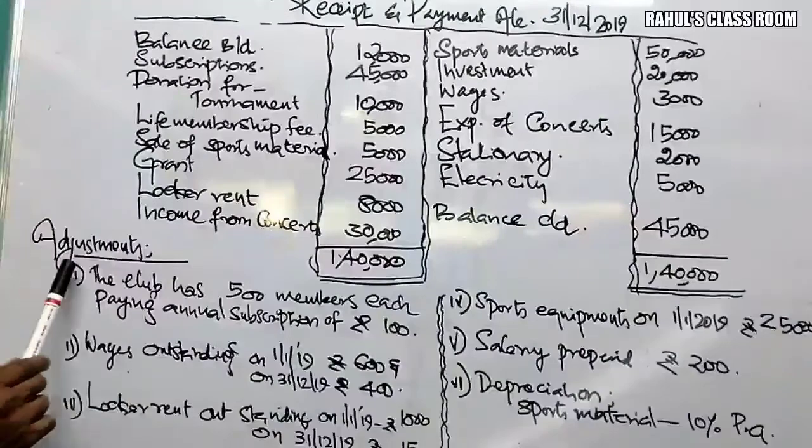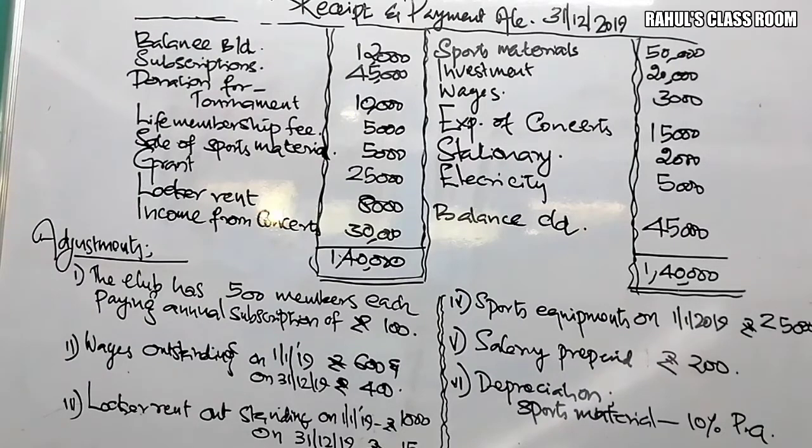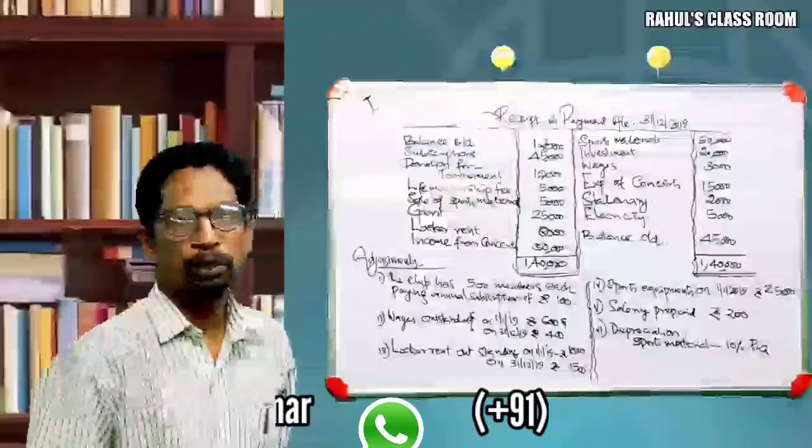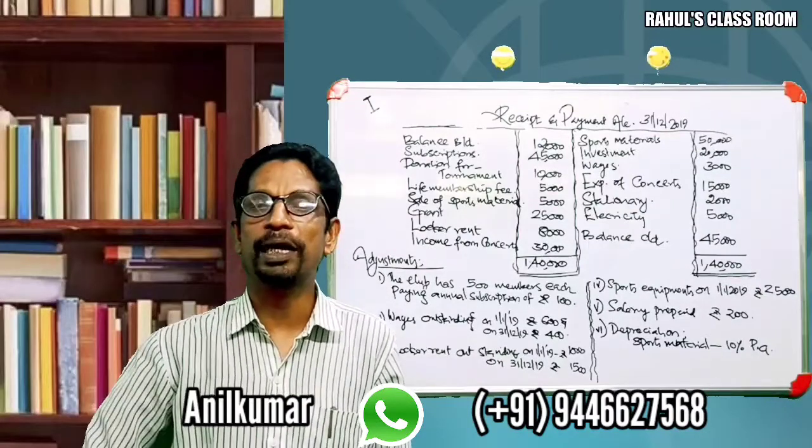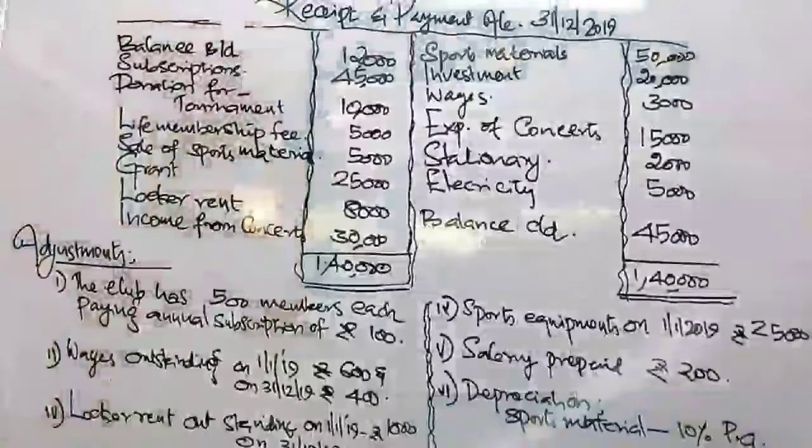And again additional information or adjustments are given here. Number one, the club has 500 members, each paying an annual subscription of rupees 100. Second adjustment, wages outstanding on 1/1/2019 rupees 600 and on 31st December 2019 rupees 400. Third adjustment, locker rent outstanding on 1/1/2019 rupees 1000 and on 31/12/2019 rupees 1500. Fourth adjustment, sports equipment as on 1/1/2019 was rupees 25,000. Then next adjustment, salary prepaid rupees 200, and one more additional information, depreciation of sports materials 10% per annum. The question is that you are required to prepare the income and expenditure account and the balance sheet of Madrid Club as on 31st December 2019.